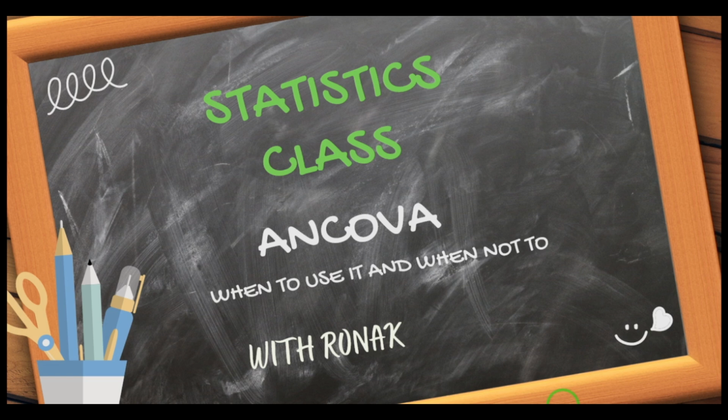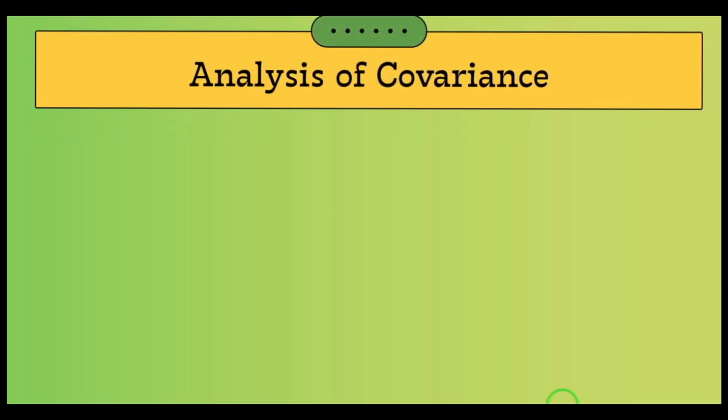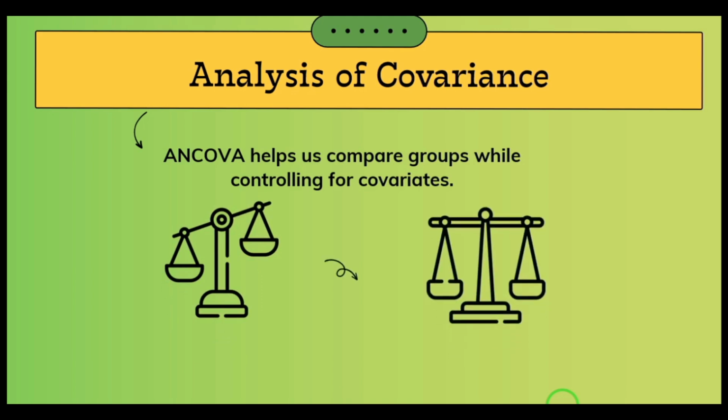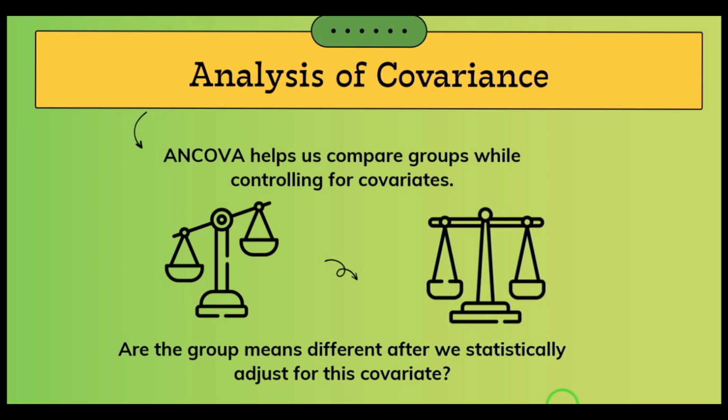Let me start with a quick refresher. ANCOVA, or analysis of covariance, is used when you want to compare group means while controlling for another continuous variable that might influence your outcome. That variable is called a covariate. So the logic here is that instead of just asking, are the group means different? ANCOVA asks, are the group means different after we statistically adjust for the covariate? Right? Okay, I hope you got it.